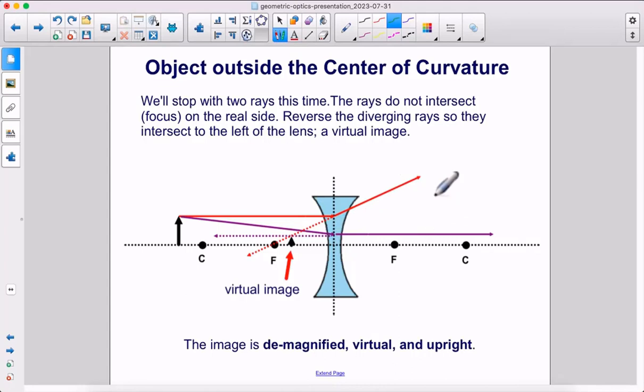The rays do not intersect on the real side. However, if we reverse the diverging rays, we get a virtual image right here. You can see this image is demagnified, virtual, and upright.